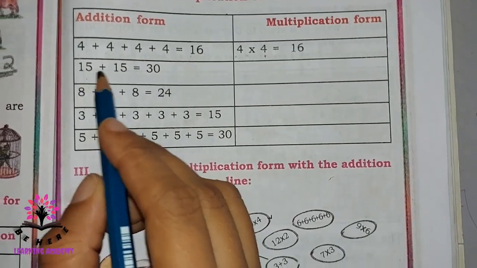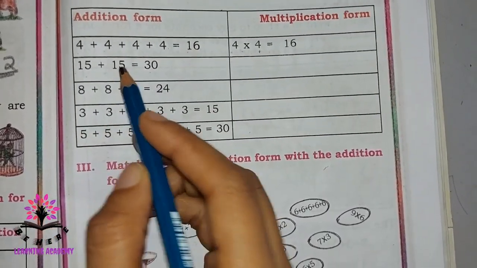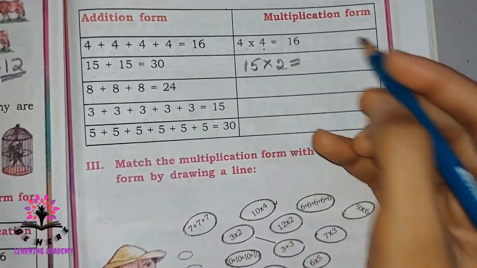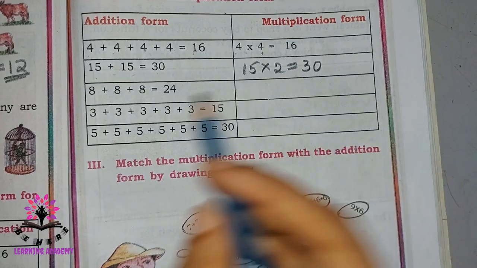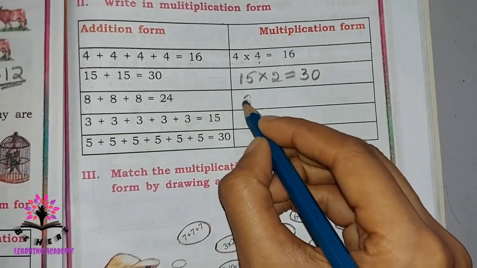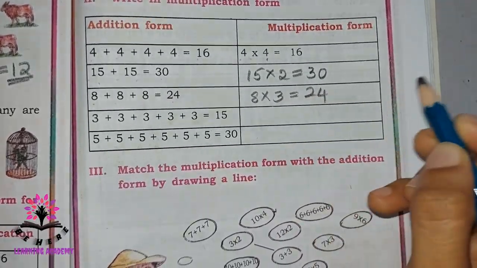See the second one. 15 plus 15 is 30. So 15 is repeated 2 times. So the answer is 30. You see here, 8 plus 8 plus 8 is 24. So 8 is repeated 3 times. So the answer is 24.